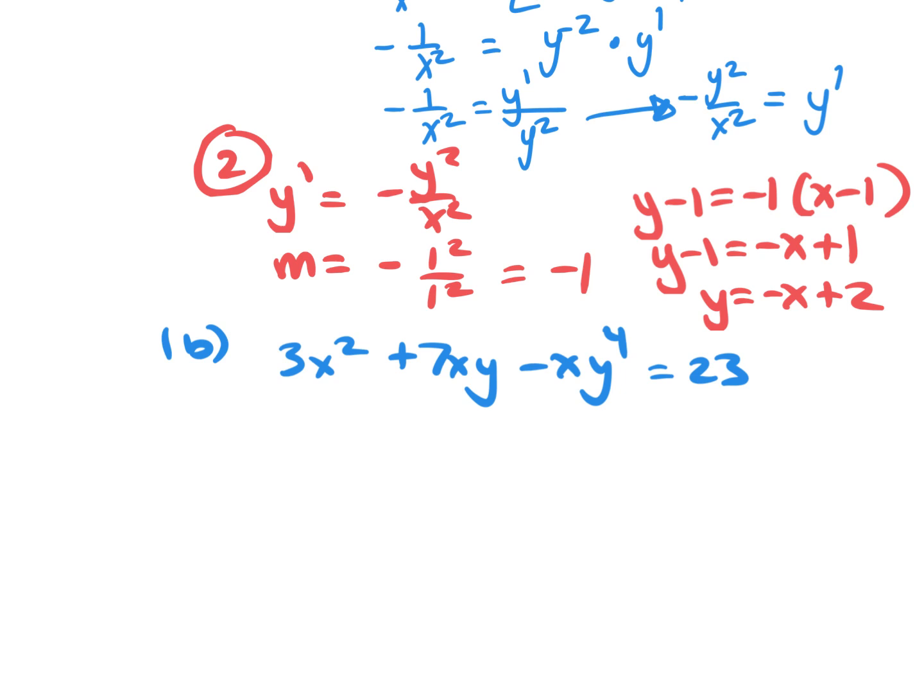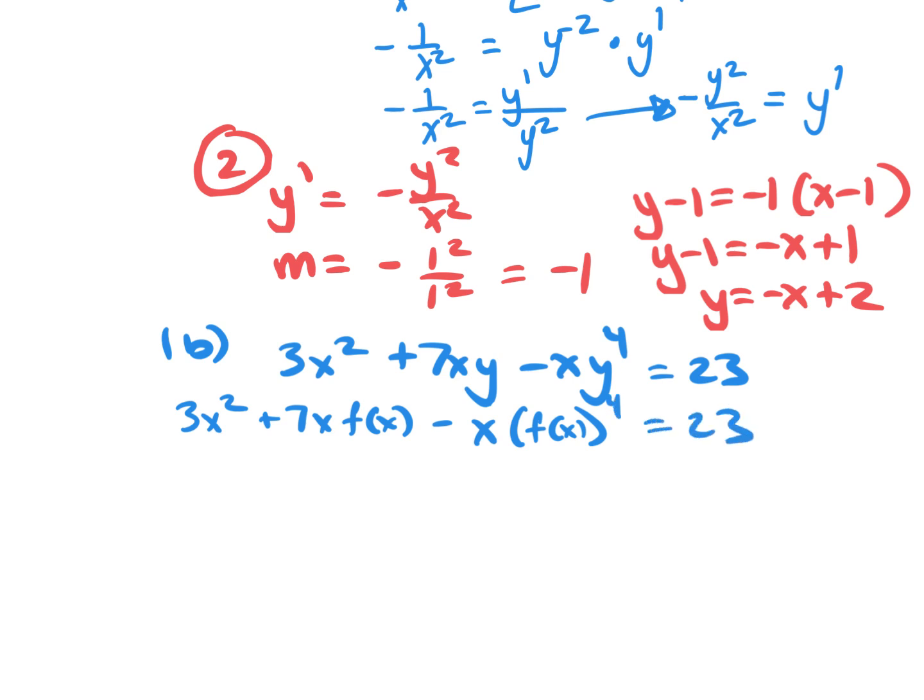Again, for me, and I feel like students, it's always been helpful, at least when you're starting this, to replace y with f of x, just to remind you that's what it is. Minus x to the fourth, not x to the fourth, sorry. It's just x. Minus x f of x to the fourth equals 23.